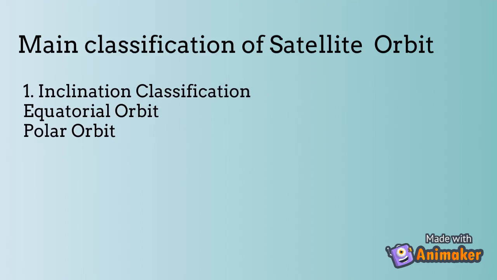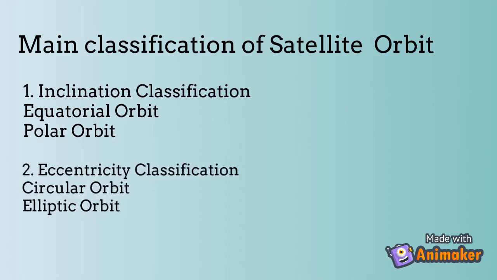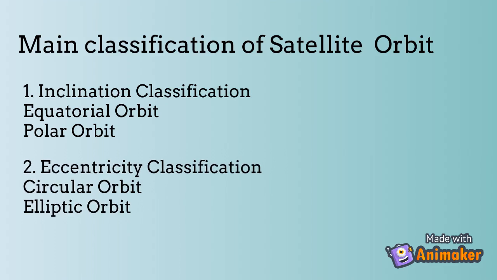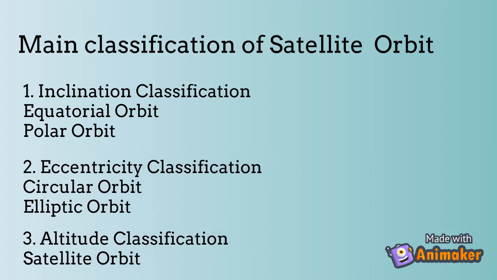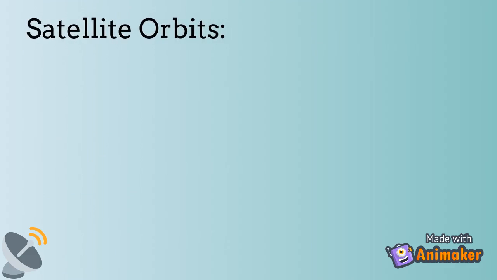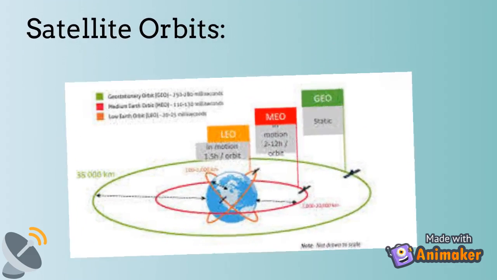1. Inclination classification. Equatorial orbit. Polar orbit. 2. Eccentricity classification. Circular orbit. Elliptic orbit. 3. Altitude classification. Satellite orbit. There are 3 types of satellite orbits.